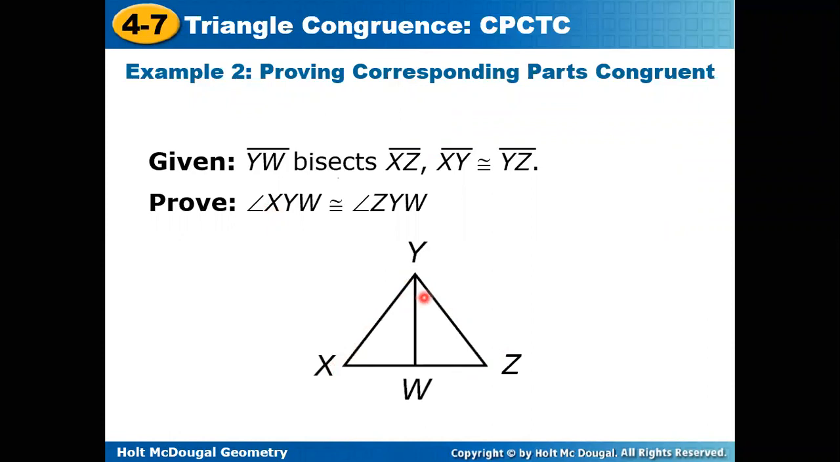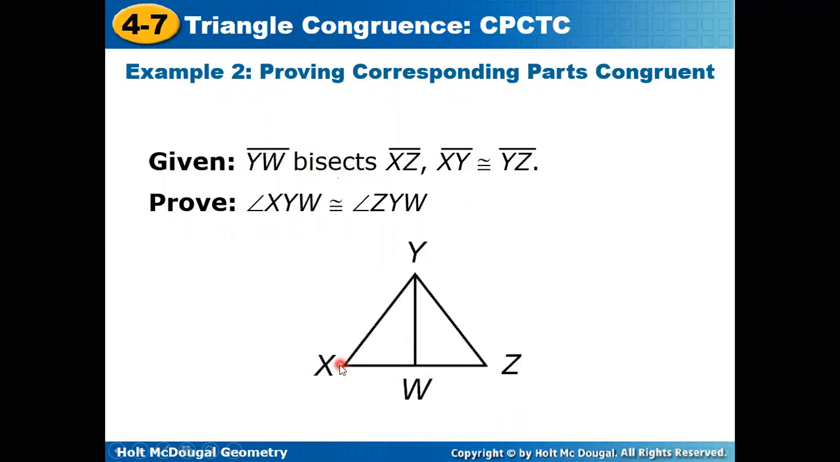Okay, so to prove this statement that the two angles are congruent, we should prove first that the two triangles are congruent. So if you look at the given, what is the meaning of YW bisects the segment XZ? It means it divides the segment into two congruent parts. So we have XW is congruent to WZ. So we have from the given YW bisects XZ. This is given. So we can write that XW is congruent to WZ. This is the meaning or the definition of bisects.